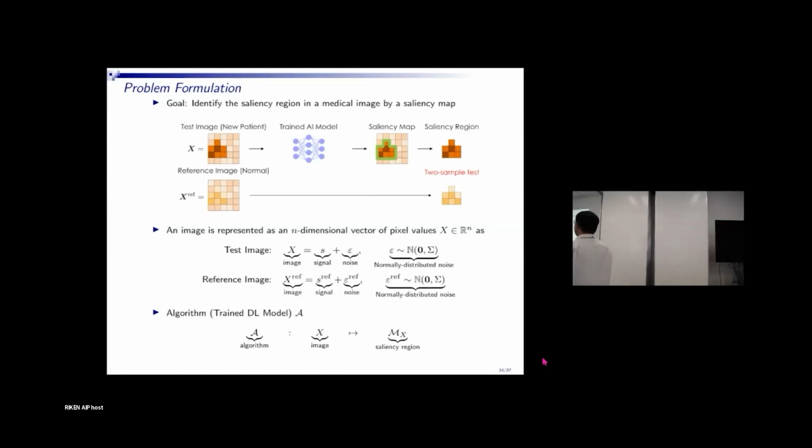Now we assume that the test image x consists of the signal part S and the noise part epsilon. Let me assume that the noise part epsilon follows a normal distribution, and the reference image is the same: x reference consists of a signal part and a noise part. And now let me call this trained neural network an algorithm A. Algorithm A maps an image X into a salient region, M(X). So this is just a simple formulation.